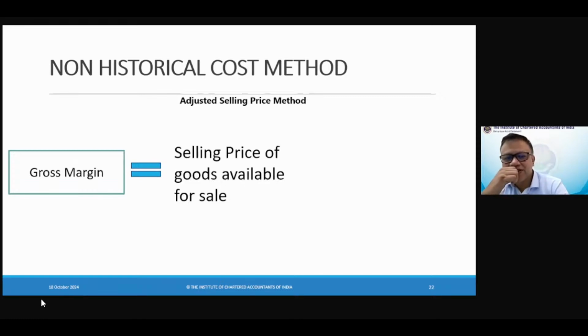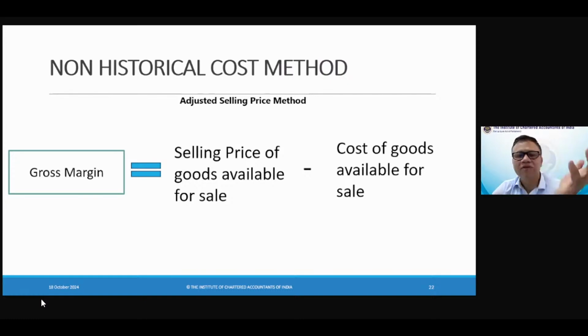Now, how do we find the gross margin in inventory? First of all, you have to know the selling price of goods available for sale. Goods sold and goods available for sale are two different things. Goods sold means already gone. Goods available for sale are ready in the warehouse, ready for sale. And the cost of those goods available for sale will give you the gross margin. As simple an equation as that.